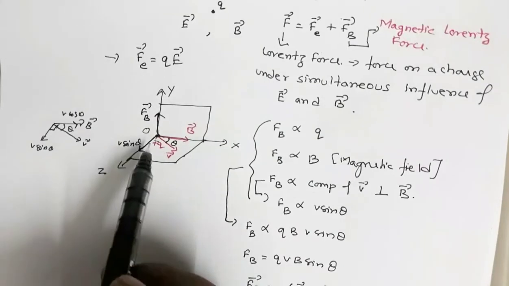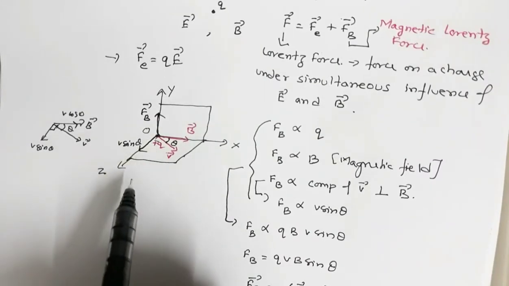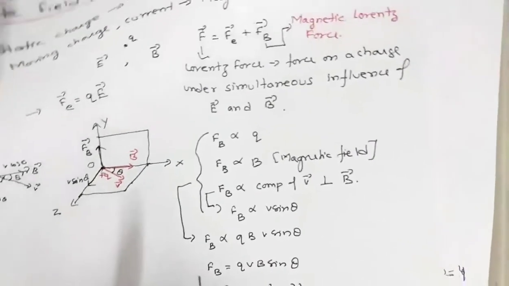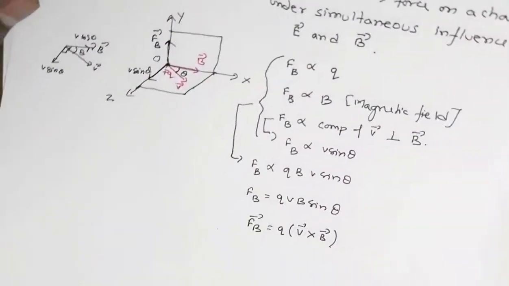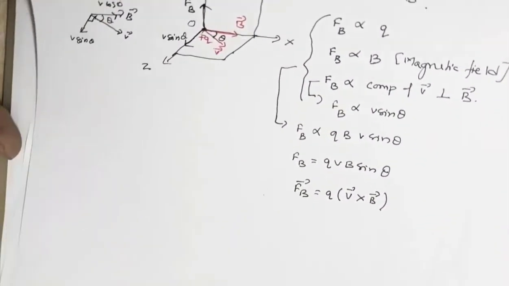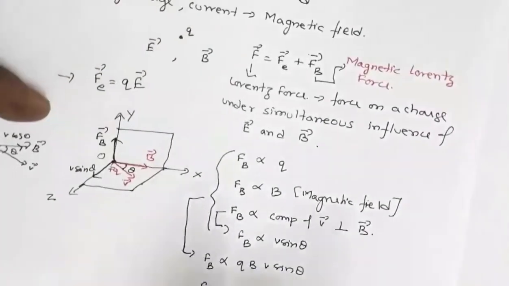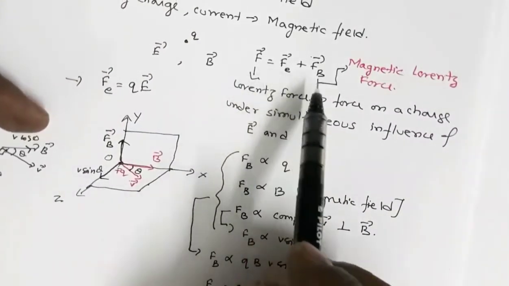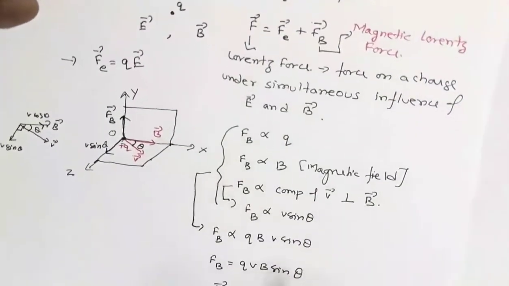So in that case, the force will be in the downward direction. Okay, so this is the expression for magnetic Lorentz force. The Lorentz force expression was Fe plus Fb. So Fb we have now obtained.